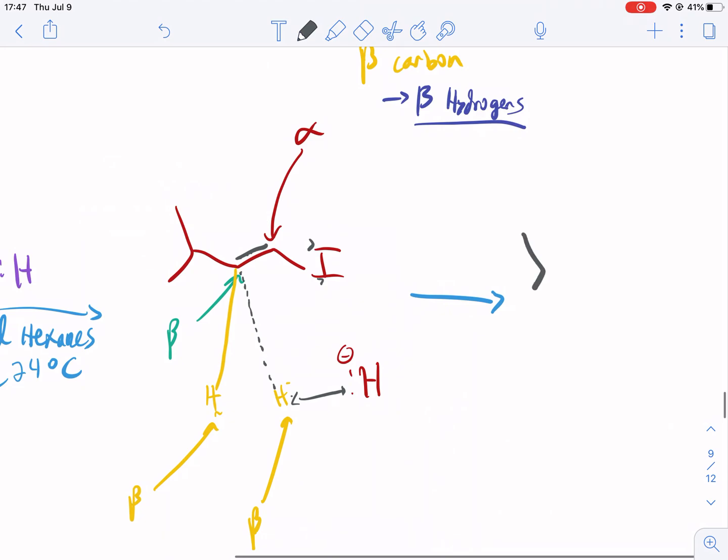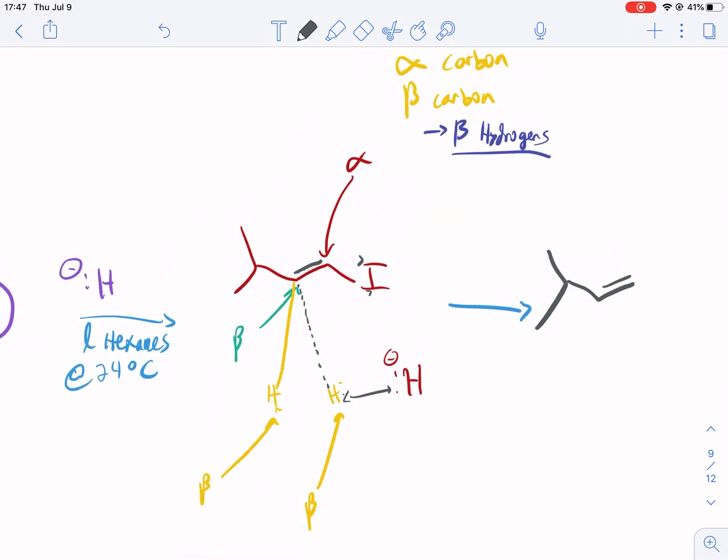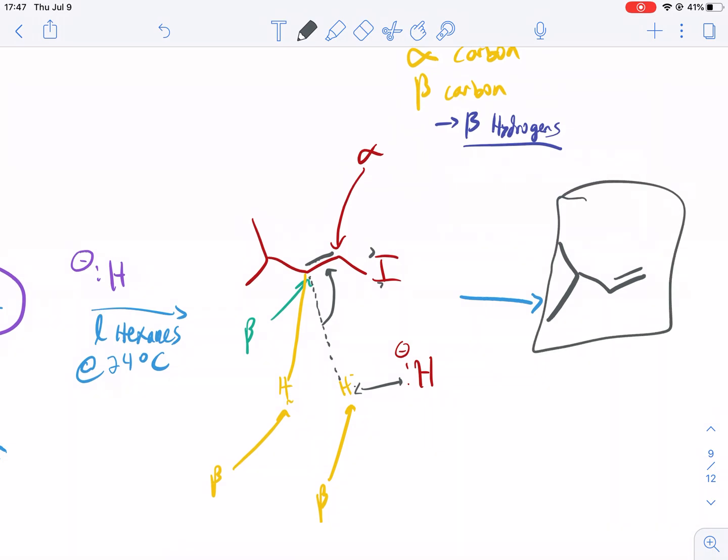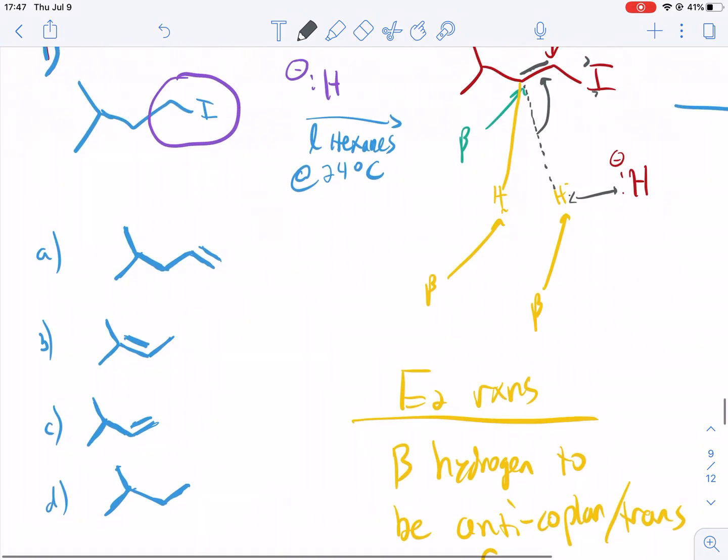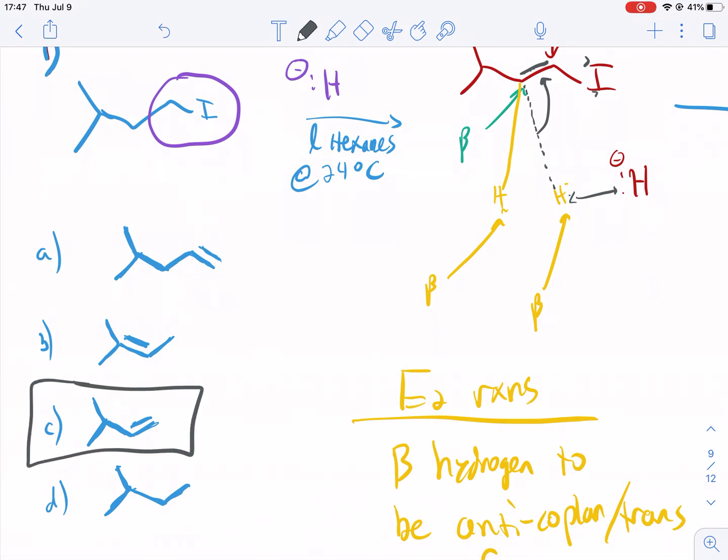Then our product would be this. We don't add that extra because these electrons are being shared, so they're going to go to the iodine. That's our product based on the E2 reaction. E1 and E2 both pull hydrogens to make double bonds. So that's our product. Now we just have to look at our answer choices and see which one it is, and we see that it's C.